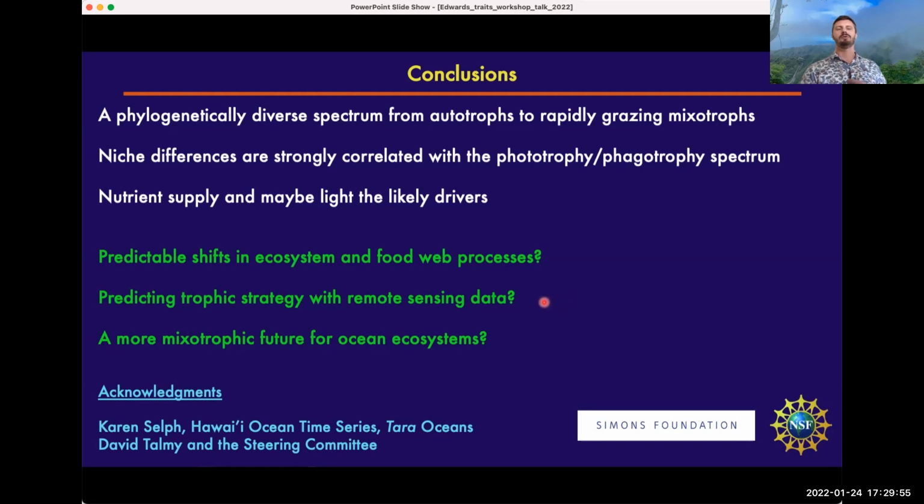Also, because the trophic strategies seem to be varying in a consistent way, pretty strongly with chlorophyll A concentration, we may be able to predict that from remote sensing data, which would be pretty helpful. And of course, the oceans are becoming more stratified and are predicted to continue doing so. So in light of our data, it suggests that the future is going to be more mixotrophic than it currently is.